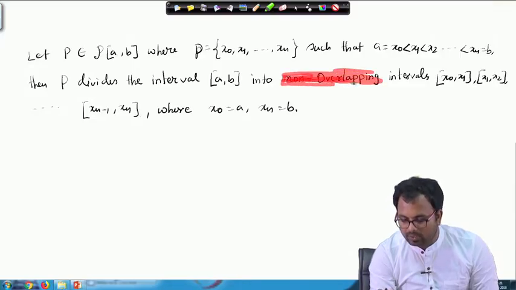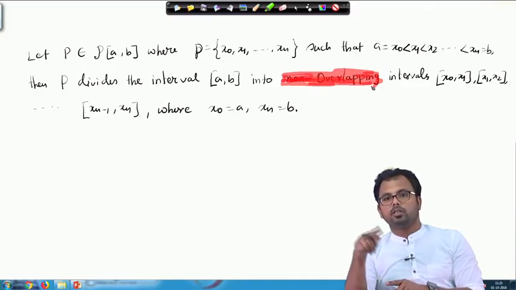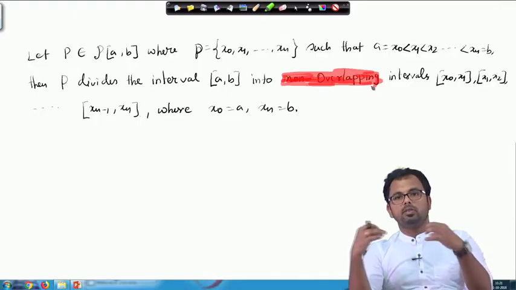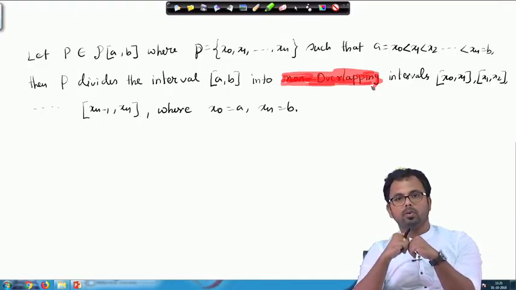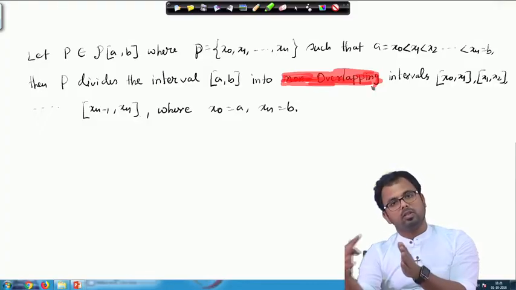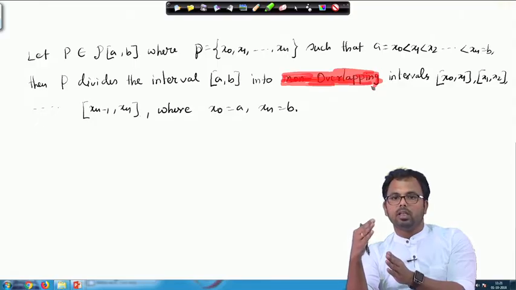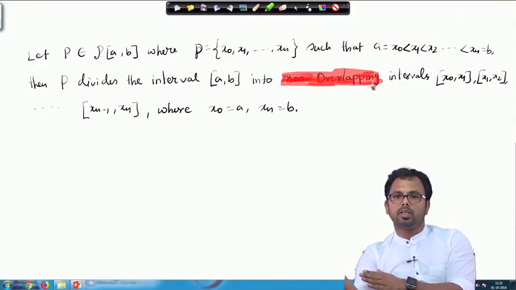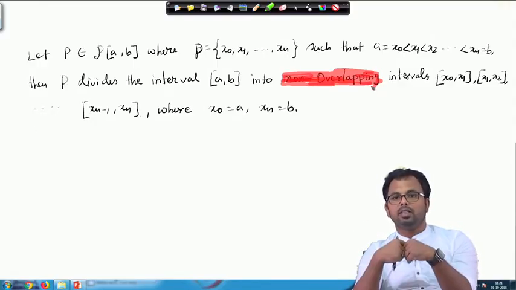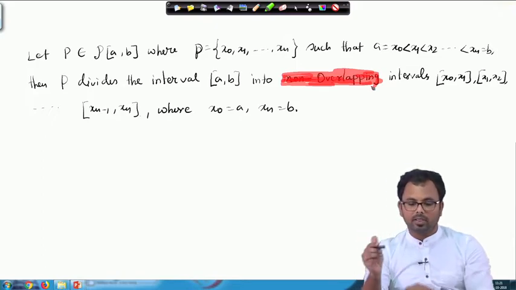Now this term, non-overlapping, means that these subintervals x0 to x1, x1 to x2, they do not intersect, I mean they don't have any points common except for the end point. So where this interval x0 to x1 ends, you have interval x1 to x2 beginning from there, but they don't have any other common point. So that means these intervals are non-overlapping.